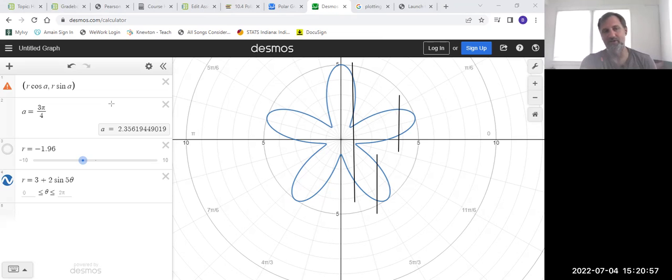You wouldn't be asked to do that. What's coming next is just looking at some different families of polar functions, looking at symmetry and thinking about those ideas.